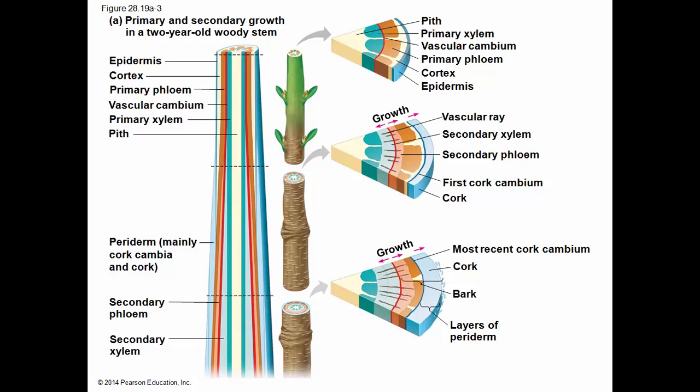Bark consists of all tissues exterior to the vascular cambium. So everything exterior to the vascular cambium, which is this here, the vascular cambium, this is everything. Following that is the bark. So this whole structure here is the bark.